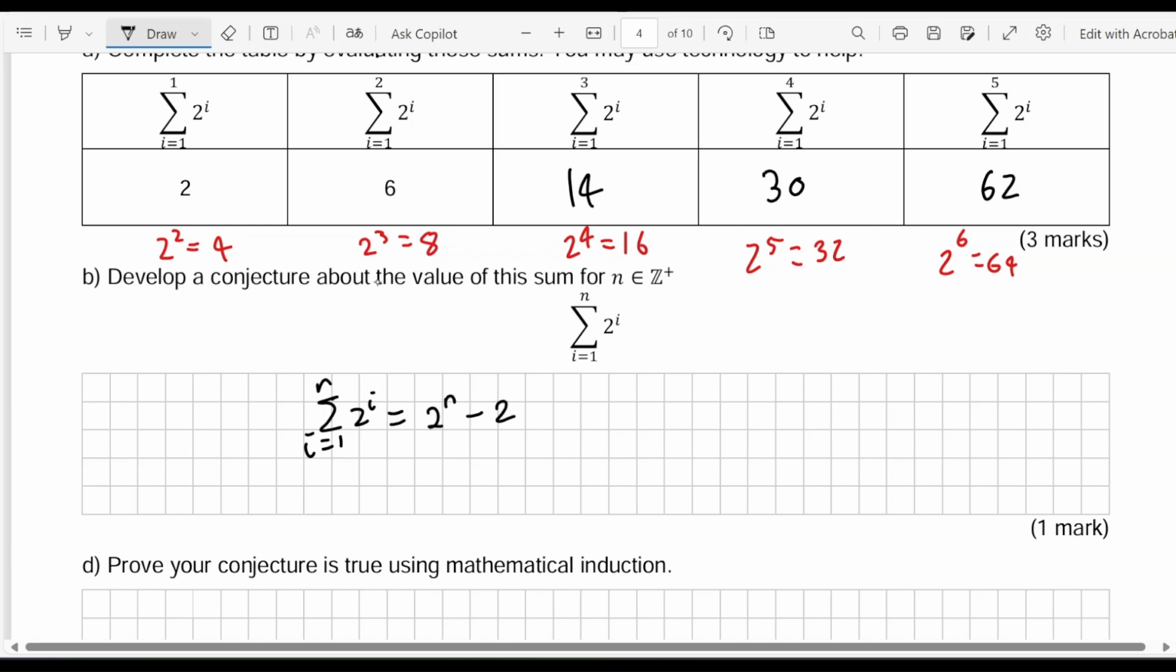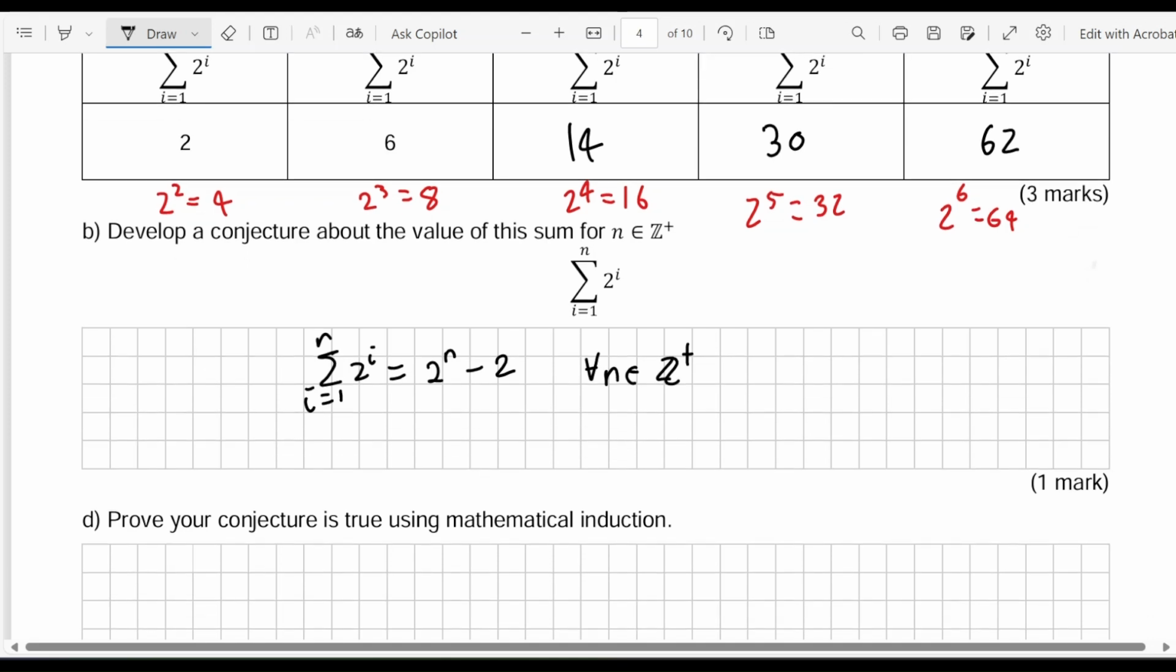Now I purposely made a mistake here. I want you to see if you can spot it before I tell you what the answer is. Pause the video if you need to.